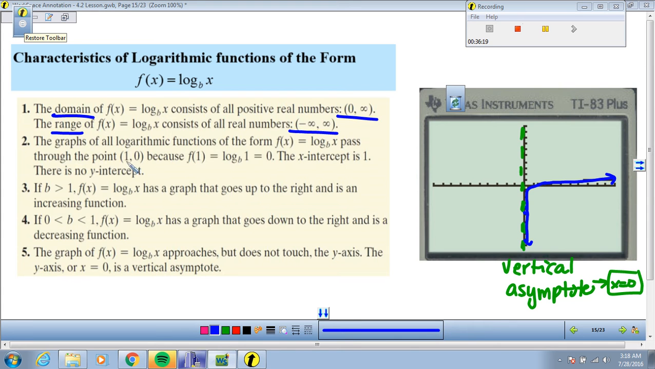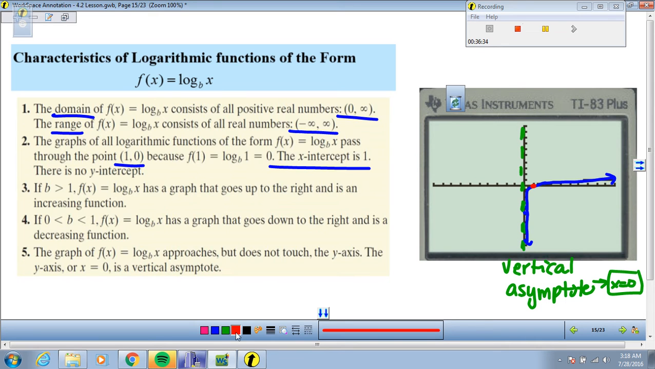All logarithmic graphs that are like the basic pass through the point (1, 0). These ones do have an x-intercept of 1. So supposedly here this one passes through 1. There is no y-intercept. Why not? Because now we have a barrier here, an invisible wall at the vertical asymptote of x equals 0. So it's never going to touch or cross the y-axis in reality because of that vertical asymptote.